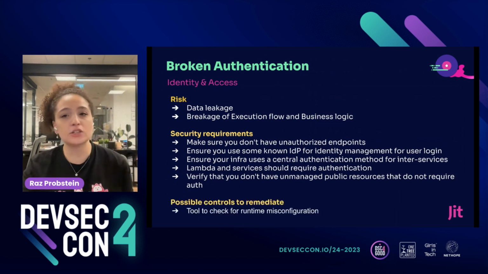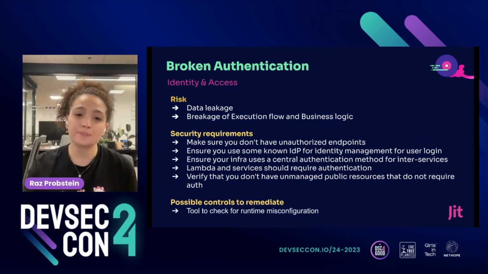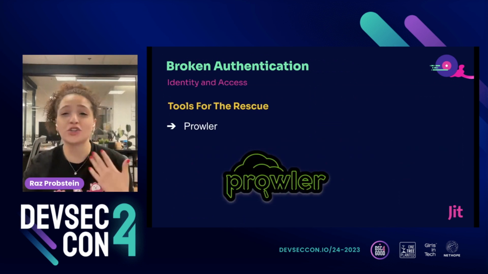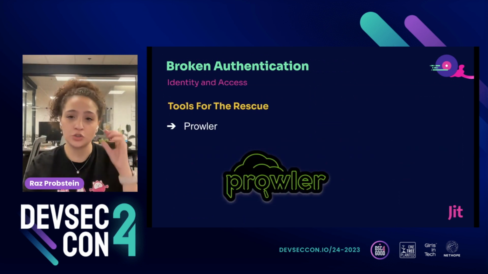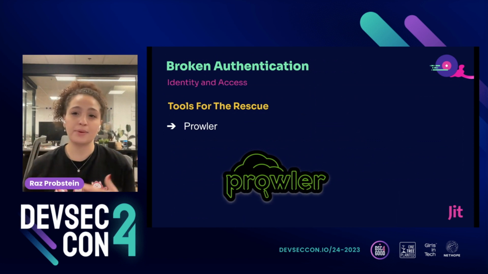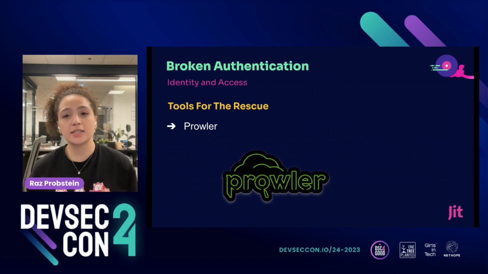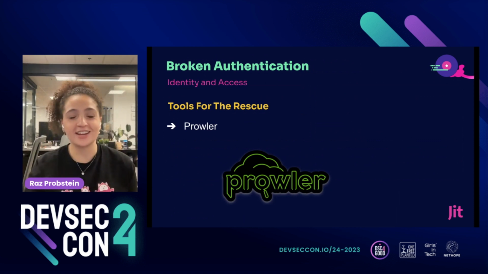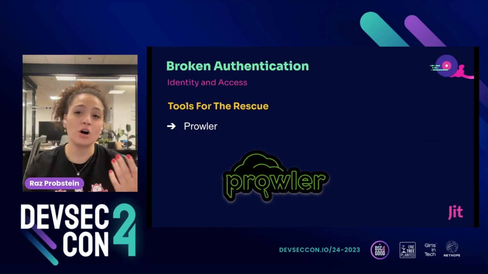So we basically need to find a tool that checks for runtime misconfiguration. Prowler is a great open source security tool that performs AWS security best practice assessments, audit, incident response, continuous monitoring, and hardening. Using Prowler, we get the runtime misconfiguration scan, and we get constant monitoring and logging.